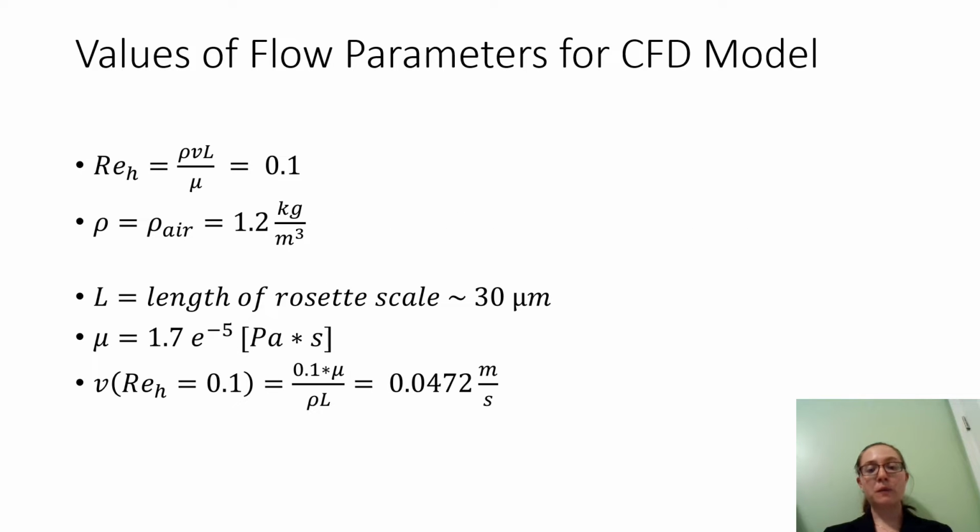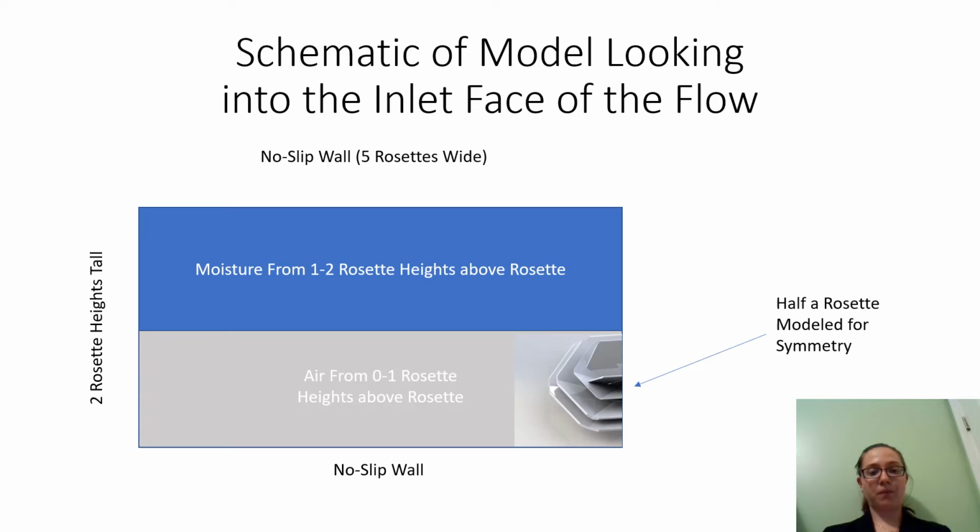The values of the flow parameters used for this CFD model and analysis are detailed below. Our Reynolds number was set to be 0.1, and for our density we used the density of air, which was about 1.2 kilograms per meter cubed. Our length scale was set to be the length of the Rosette scale, which was about 30 microns. Our dynamic viscosity was set to be 1.7e-5 Pascal seconds. Our velocity was then calculated from our Reynolds number to be 0.0472 meters per second on average.